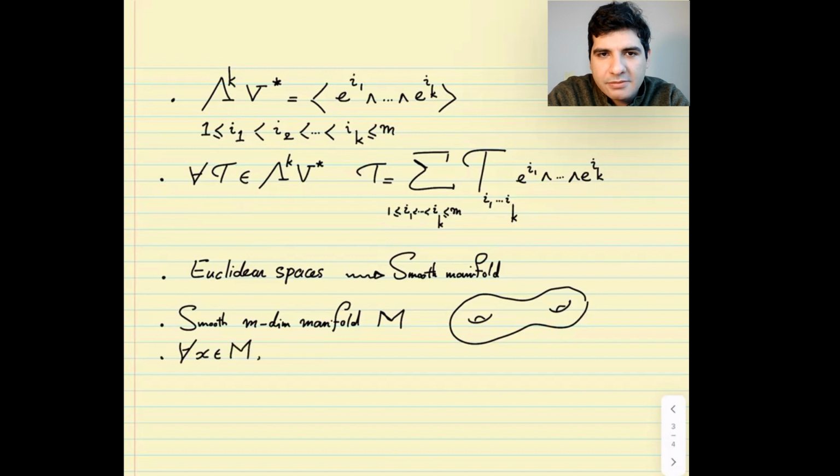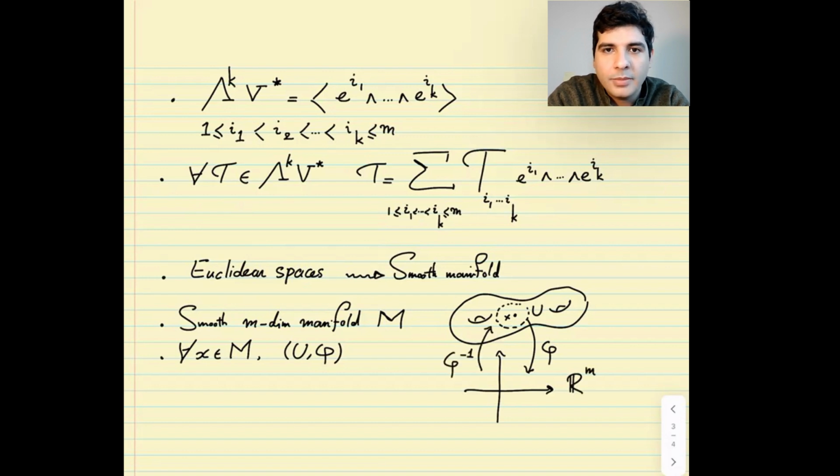For any point x we pick inside the manifold, we know by the definition of smooth manifolds that there's a local chart around it. There is some open set U inside M containing x, and a diffeomorphism phi to some open subset in R^m. We can take that open set to be the whole R^m. Phi inverse would be a diffeomorphism from R^m to the open set U.